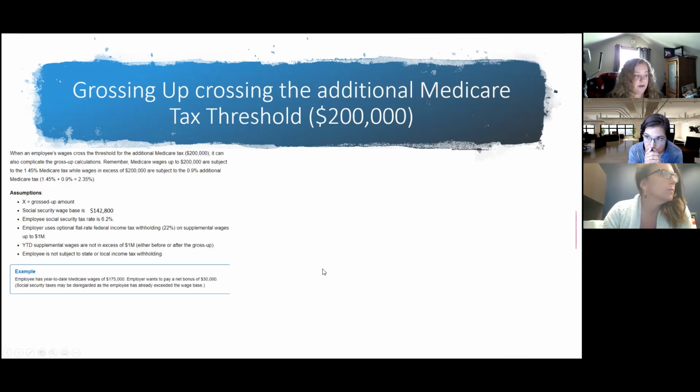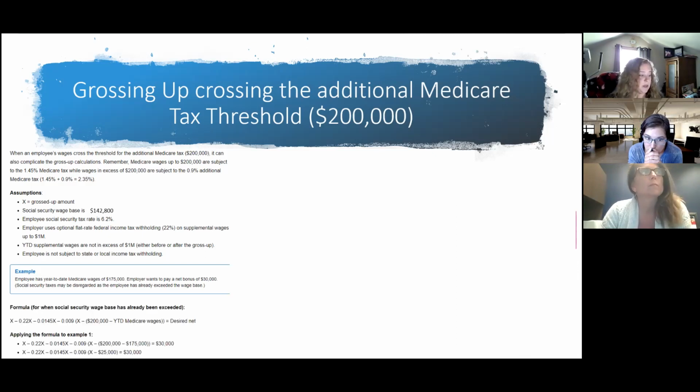Okay, so here's a very fancy formula for when the Social Security wage base has already been exceeded. X is what we're trying to figure out. That's our variable. And then the 0.22 is the federal supplemental tax rate. The 0.0145 is the Medicare tax rate. The 0.009 is the additional Medicare rate. So we're going to take that 0.009 and multiply it by anything that's over the amount of 200,000, because that's when the additional Medicare kicks in.